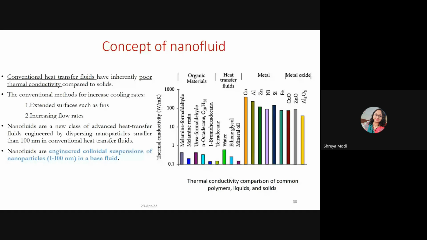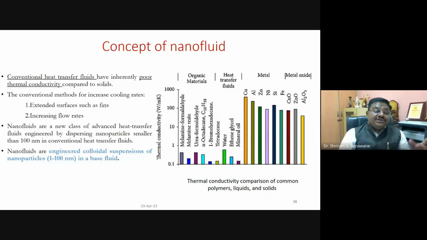So nanofluids are a new class of advanced heat transfer fluids which are engineered by dispersing nanoparticles smaller than 100 nanometers. Engineered, what is meant by engineered? Suppose we take clay from outside and add it into water. Will it be a nanofluid? No, because nanoparticles are not just added.